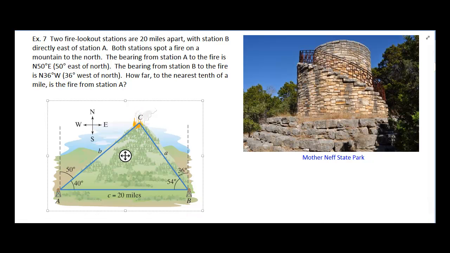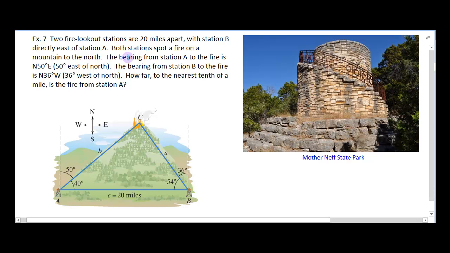So what are we given? Although we're looking at the diagram here, let me make the diagram just a little clearer. The bearing from station A to the fire is read as 50 degrees east of north. So if station A is right here and I'm 50 degrees east of north, I would be on the right hand side, because that's east of this north-south line. That's the bearing up to the top of the mountain.